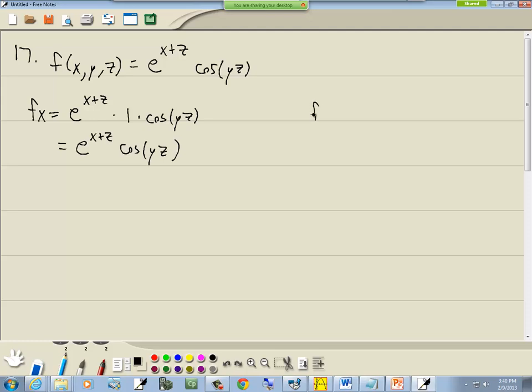Well, let's find a partial with respect to y. The e to the x plus z doesn't have a y in it, so that's a constant. That just remains. The derivative of cosine is negative sine. So we're going to have negative sine yz. But it's a chain rule. Derivative of cosine is negative sine, but then we need to multiply times the derivative of what's inside the parentheses with respect to y. Well, the y drops away, and we're just left with z. So we'll have negative z e to the x plus z sine of yz.